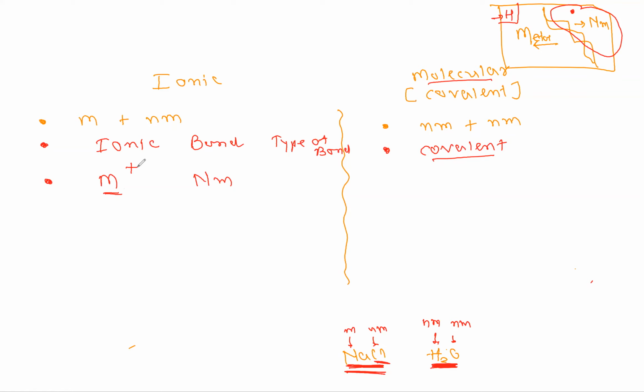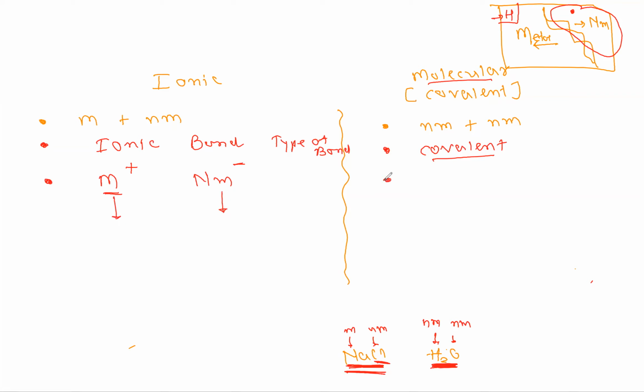It could be +1, it could be +2, it could be +3, right? The same way the non-metal is always going to carry negative charge. Again, it could be -1, -2, or -3. Make sense?